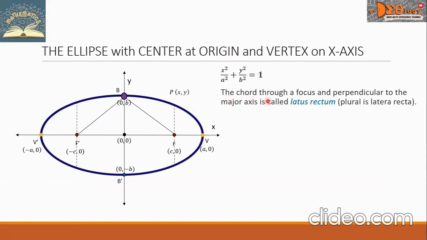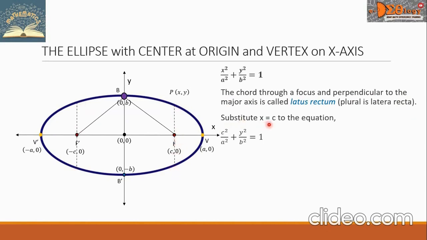There is a chord through a focus and perpendicular to the major axis that is called Latus Rectum. Plural is Latera Recta. Here is the first Latus Rectum, and this is the second Latus Rectum. Let us find the endpoints of the Latus Rectum. The value of the x-coordinate is C.